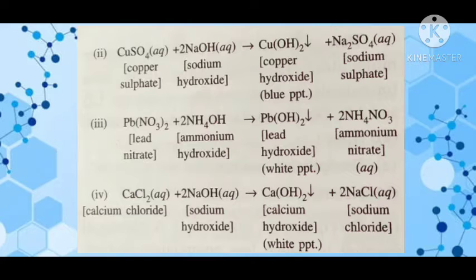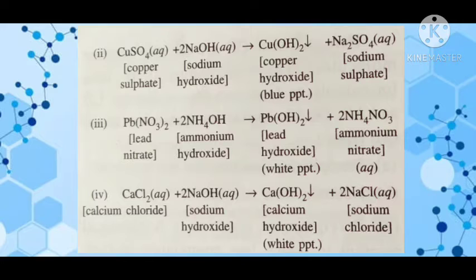The last reaction, aqueous solution of calcium chloride when it reacts with aqueous solution of sodium hydroxide, gives a white colored precipitate of calcium hydroxide in the solution of sodium chloride. We can represent the chemical equation as CaCl2 plus 2NaOH gives Ca(OH)2 plus 2NaCl.